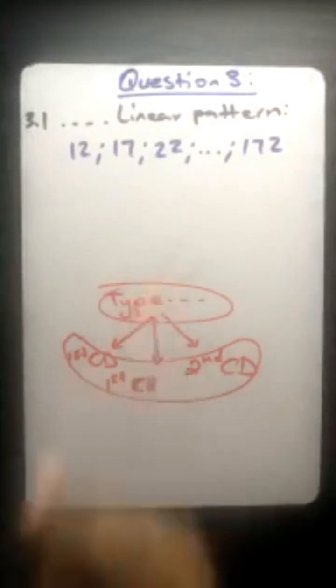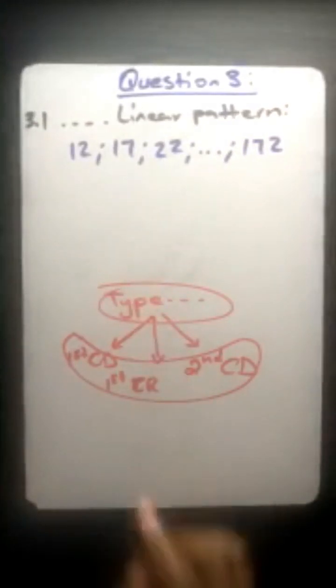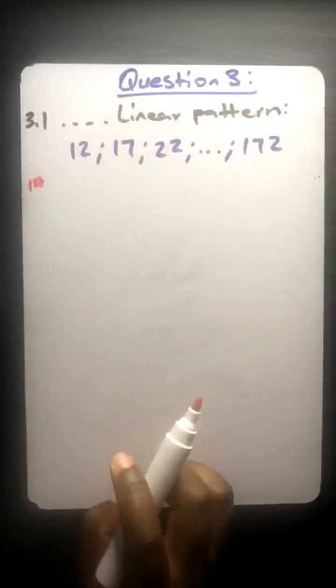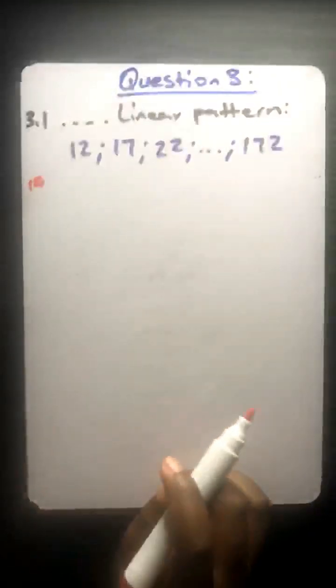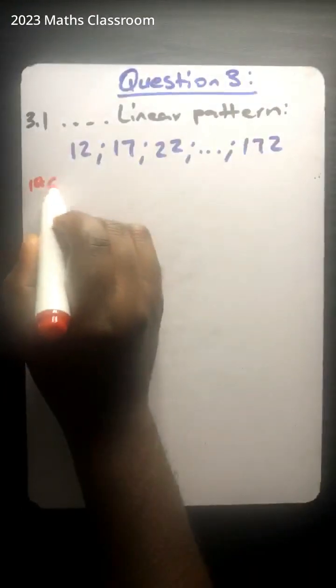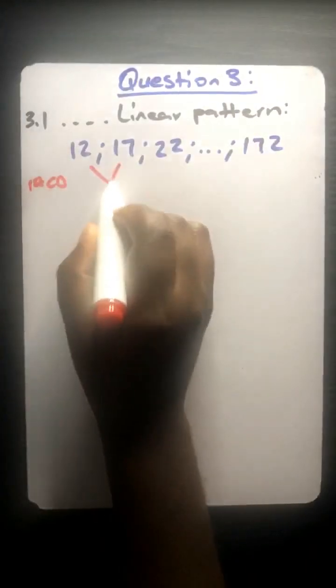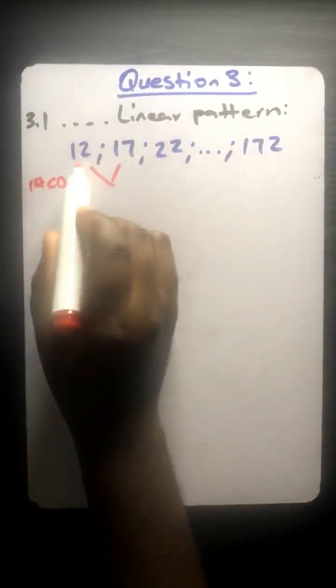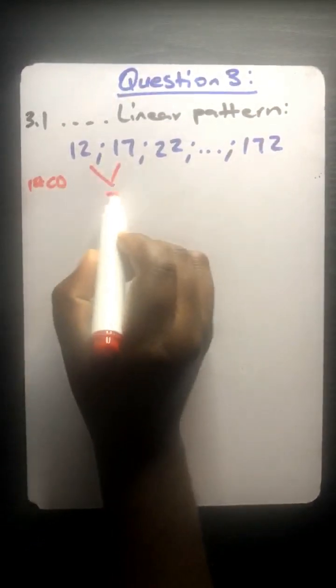In this case, we know very well that we are dealing with a linear pattern, which means we need to know the first common difference. So let's quickly do that. Remember, I haven't looked at the questions. I'm just focusing on the given information. So the first common difference: we have 17 minus 12. What is that? I think it's 5.